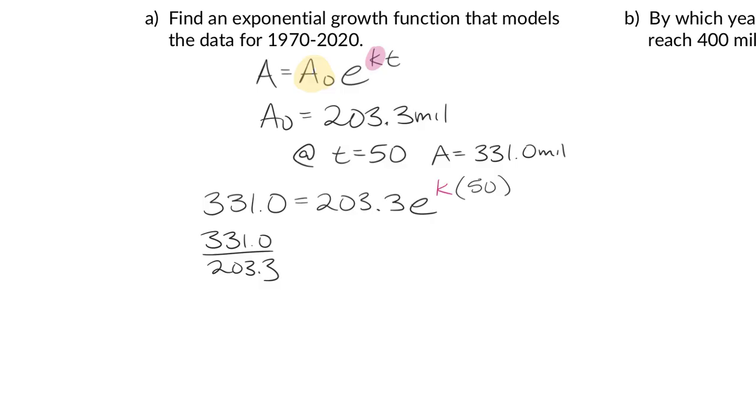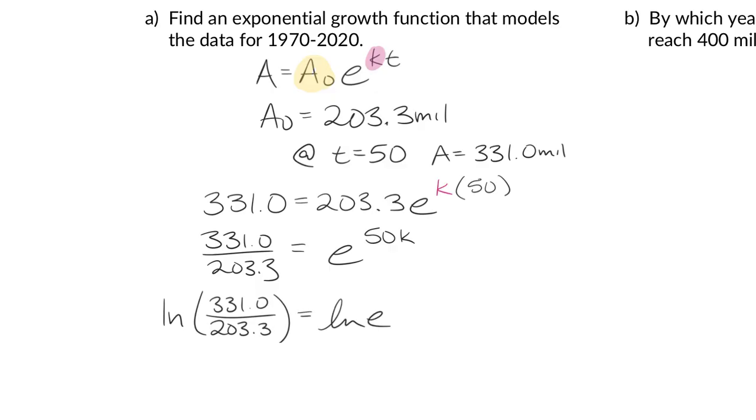Okay, sorry. So we have 331.0 over 203.3. This is going to be equal to e to the 50k. Now last class, once the base with the power was isolated, what did we do on both sides so that we could get the exponent? We take the natural log of both sides. So we're going to do the natural log of 331.0 over 203.3 equal to the natural log of e to the 50k.